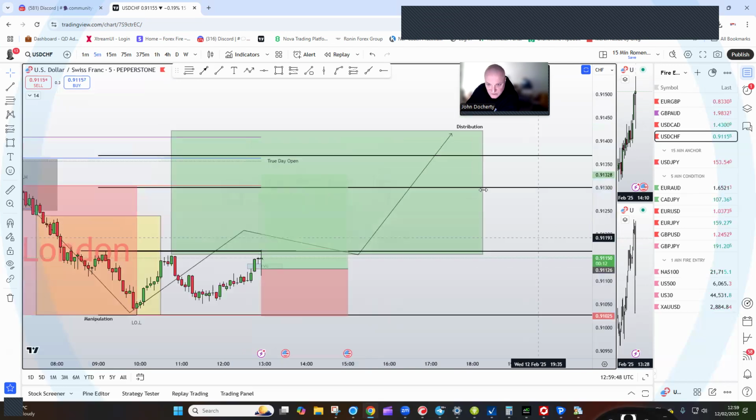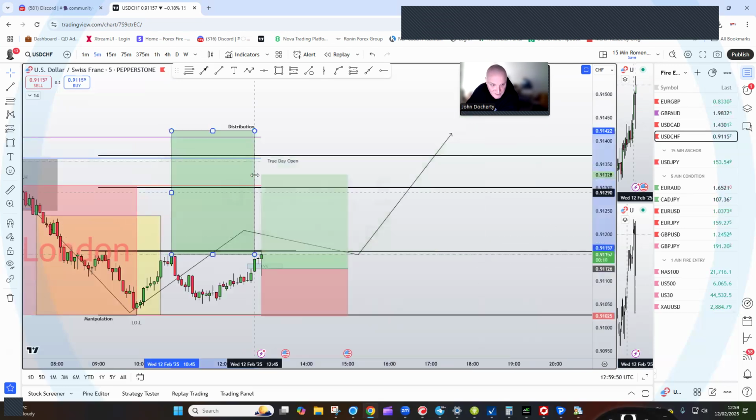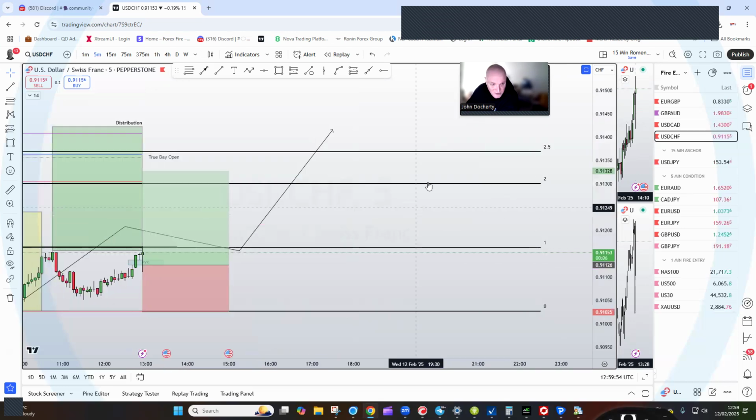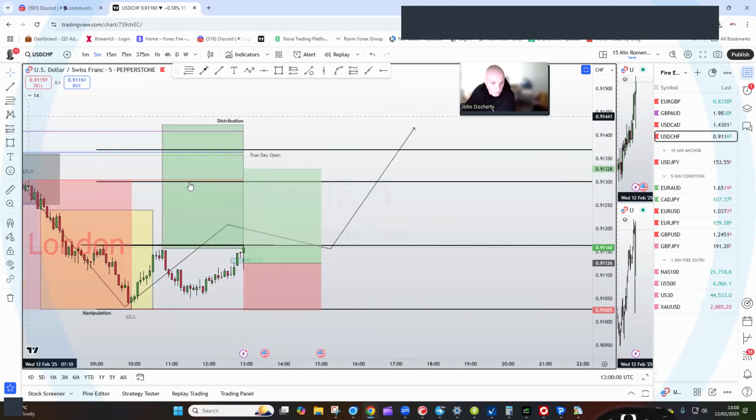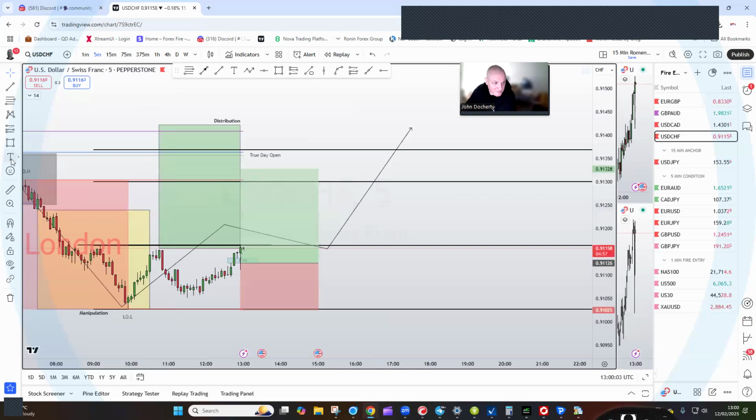Which is going to be within the distribution field. I mean, we've got a deviation of 2. It's going above the 2 to get the 1 to 2 anyway. We'll see if this is going to play out for us. I will put on here 5 minute entry.